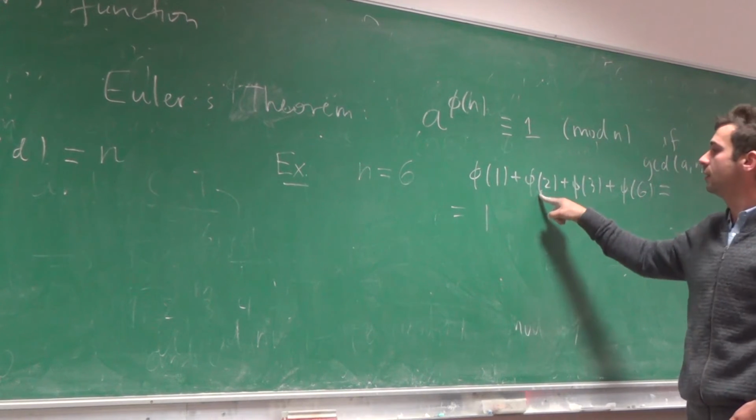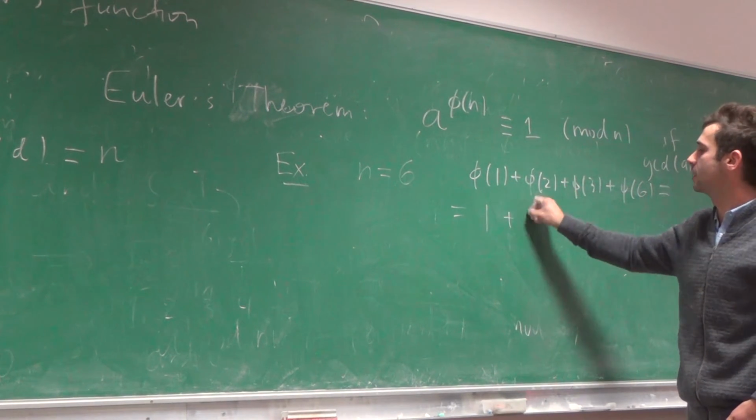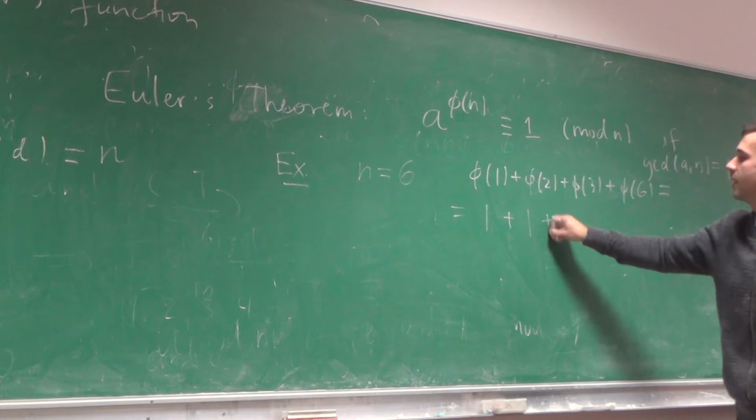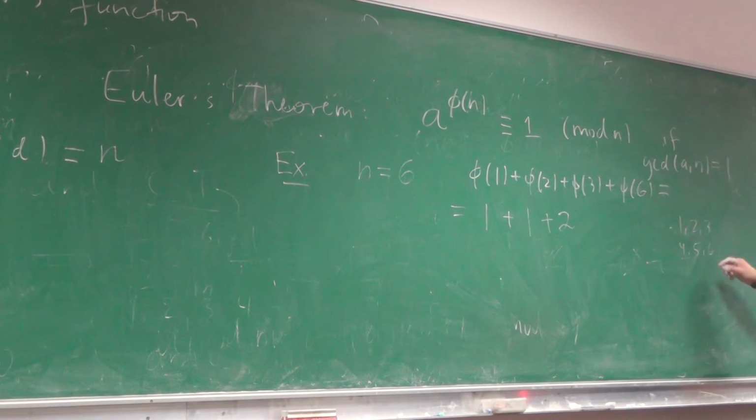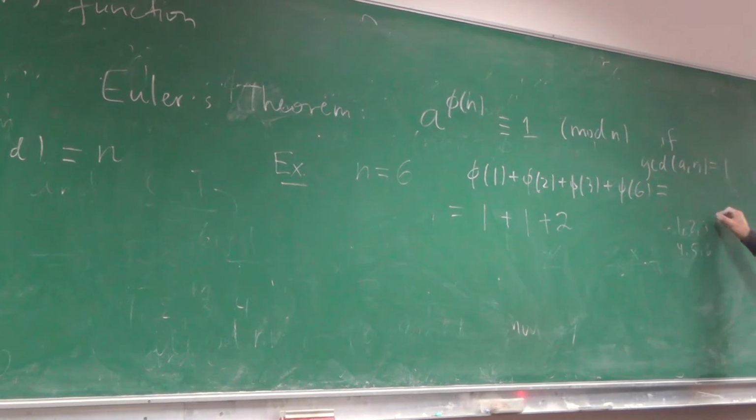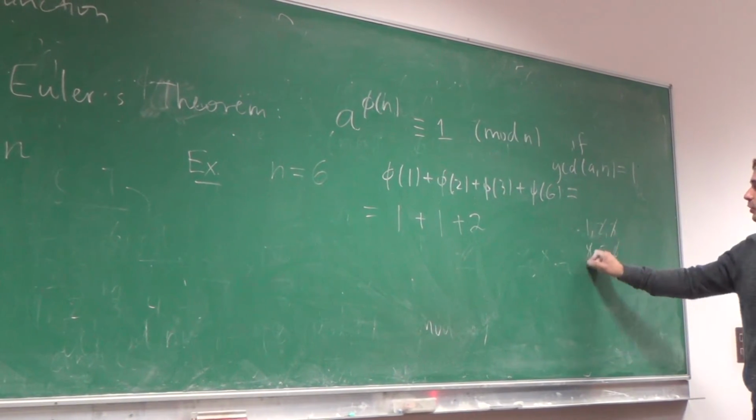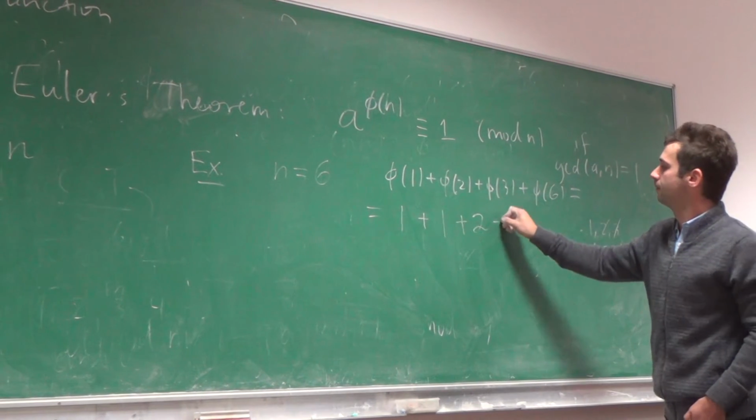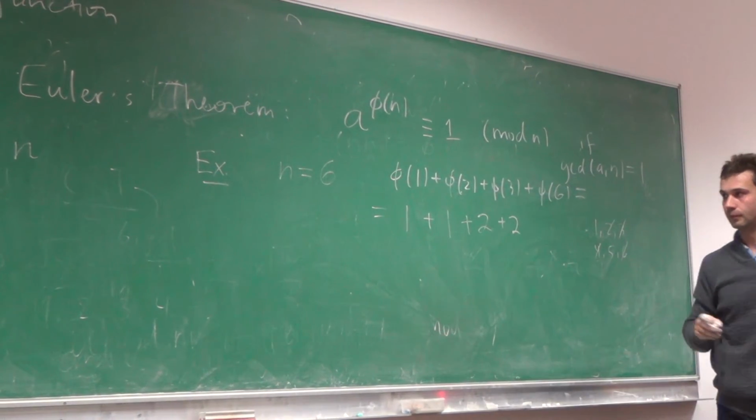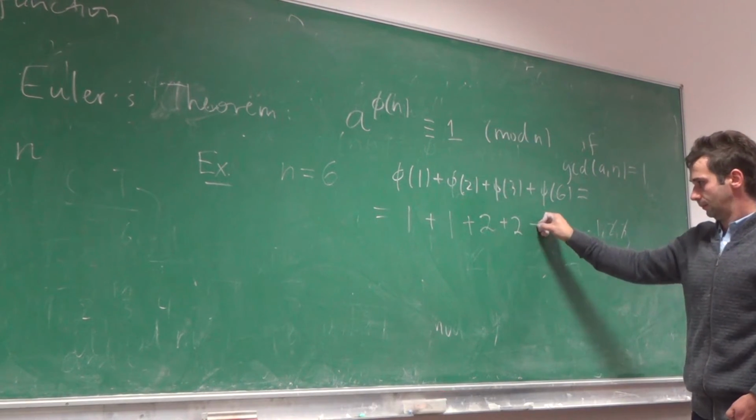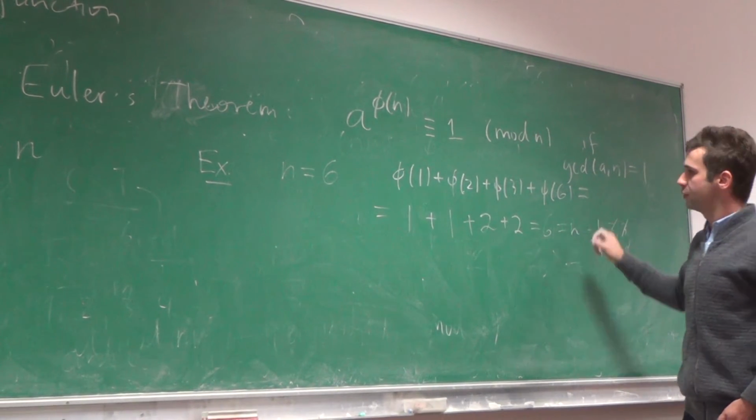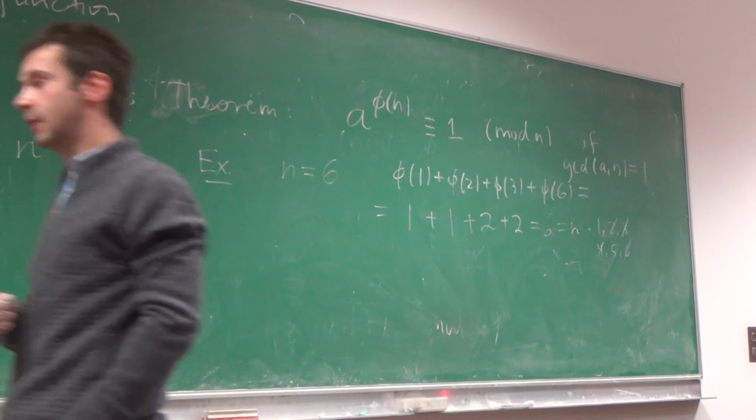So phi of 1 is 1, 2 is a prime, therefore it's p minus 1. Prime, it's 3 minus 1. Phi of 6. So I can think of whatever way I want. For example, I can say 1, 2, 3, 4, 5, 6, and I cross out the ones which are not co-prime. So basically 1 and 5. Phi of 6 is 2. Or you can also say 2 times 5, 3. So it's 6 indeed, it's equal to n, right? So it does work, at least in one example.